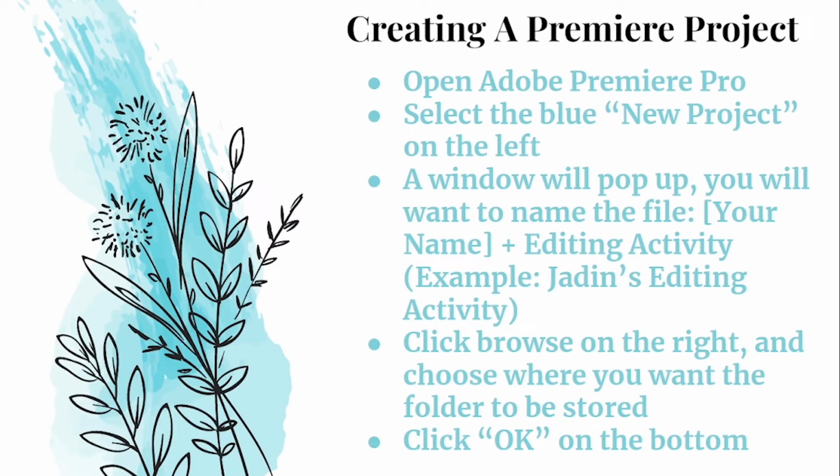So when you're creating a Premiere project, you're going to open Adobe Premiere Pro. You're going to select the blue New Project on the left. A window will pop up. You will want to name your file your name plus editing activity. So for example, it would be Jaden's editing activity or Samantha's editing activity. You're going to click Browse on the right and choose where you want your folder to be stored. Then you're going to click OK on the bottom.